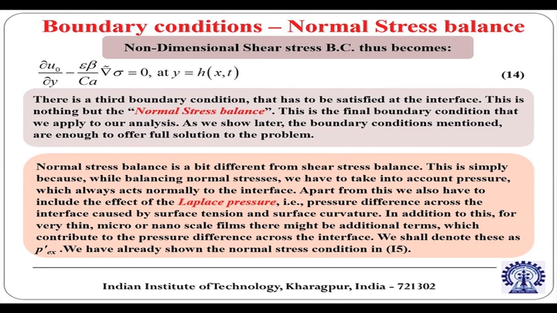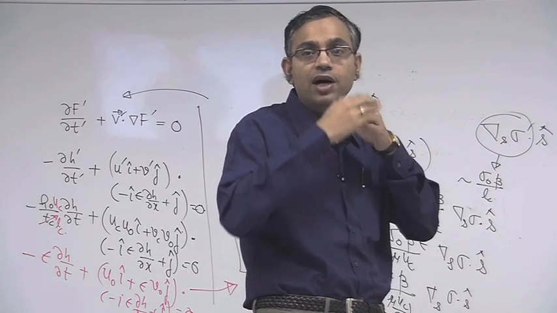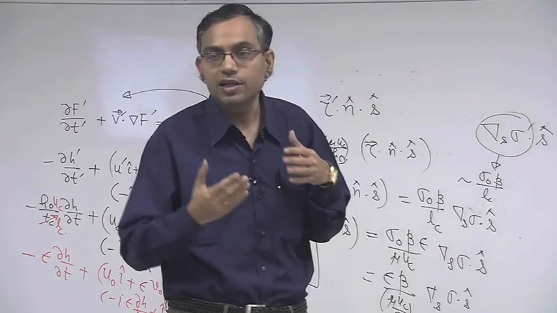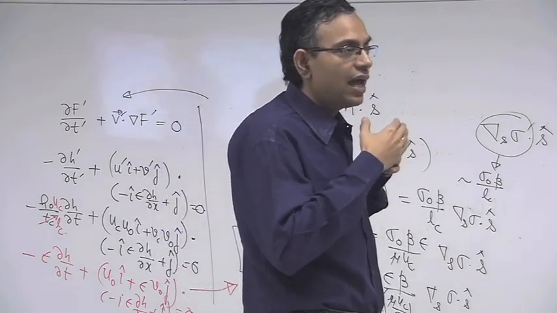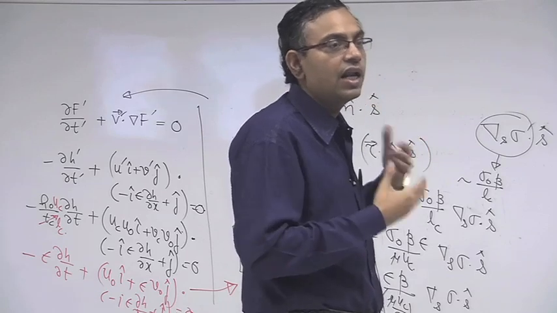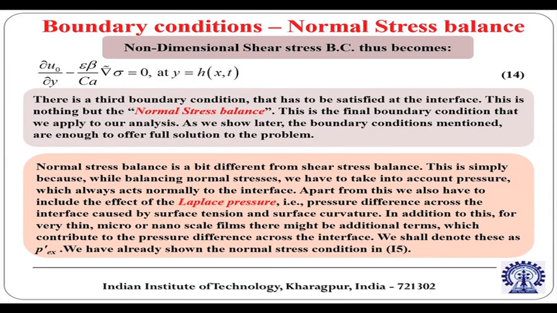In addition, there is something that we have not yet discussed. This is a thin film. When the thickness becomes very small, ultra thin, where intermolecular forces of interaction come into the picture, then the van der Waals forces of interaction become important, and that gives rise to another additional component of a pressure-like quantity, which is called disjoining pressure. So, we shall denote that as p dash extra. And I will show you where in the mathematical formulation you put it.